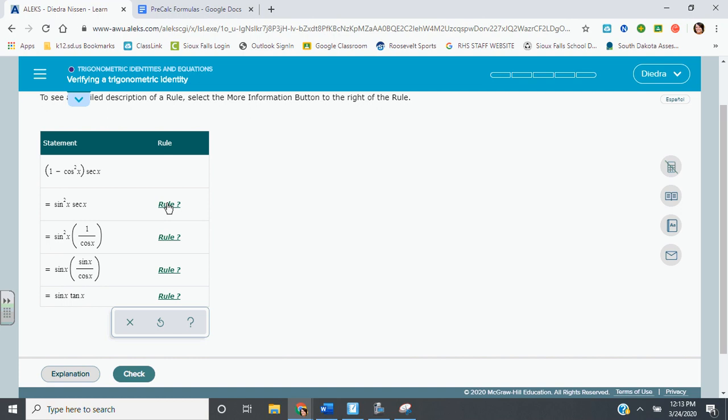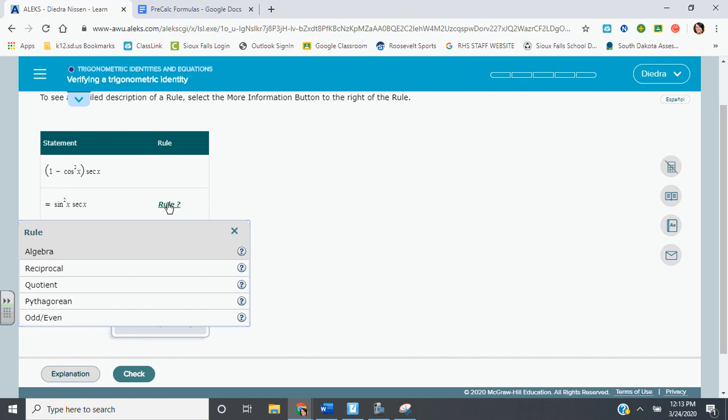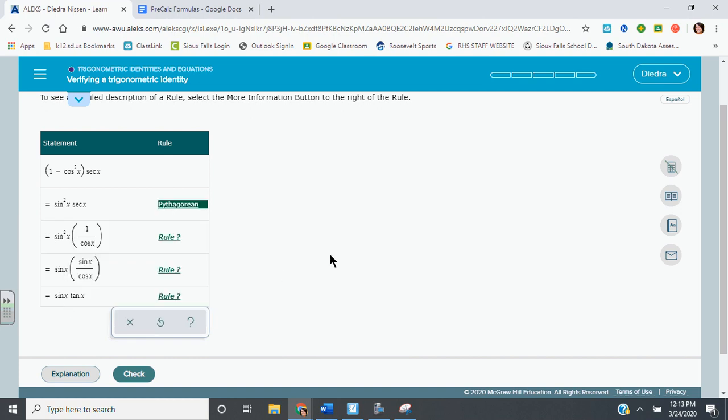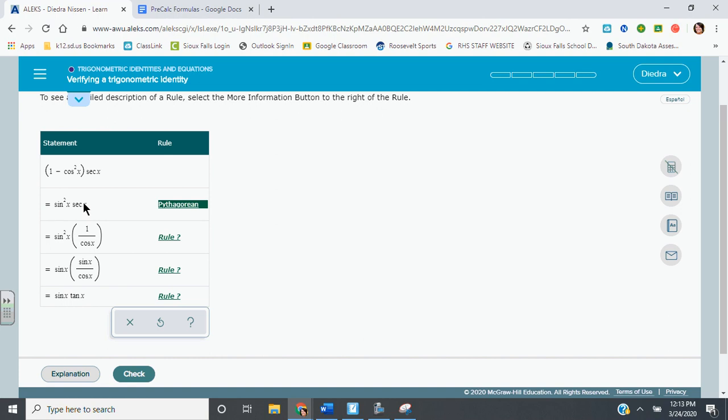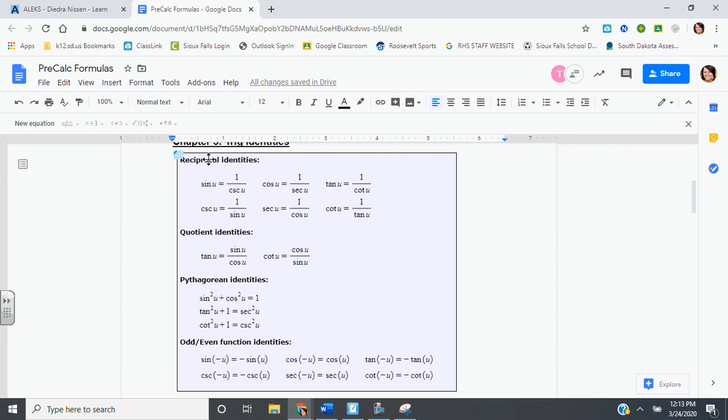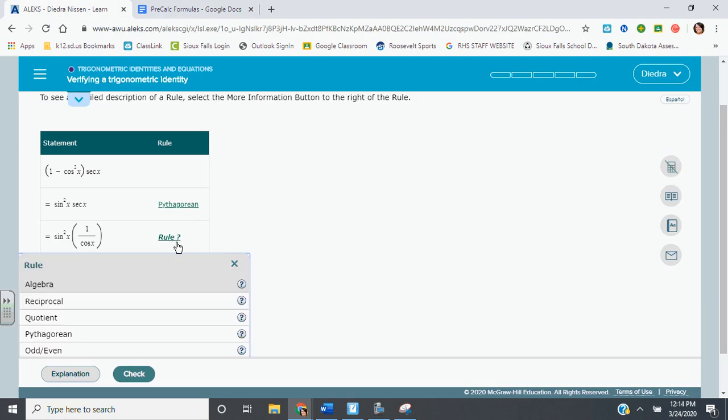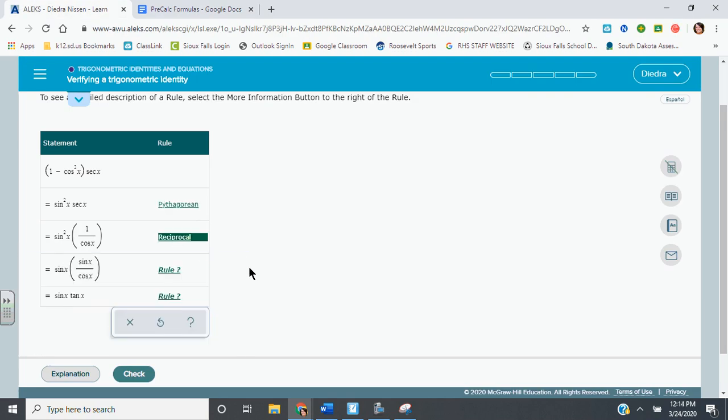Now, what rule did I just use? I used a Pythagorean identity. So underneath rule, you're going to go down here and hit Pythagorean. Now, the next step: right now we've got sine squared of x times secant of x. Well, I know that I can simplify secant of x. If I go back to my formula sheet, secant of x is equal to 1 over the cosine of an angle. So I can replace that with 1 over cosine. On my sheet, that was one of the reciprocal identities. So here for the rule, I'm going to hit reciprocal.